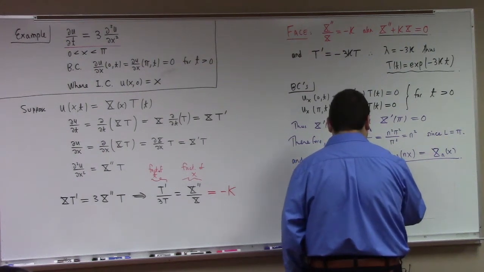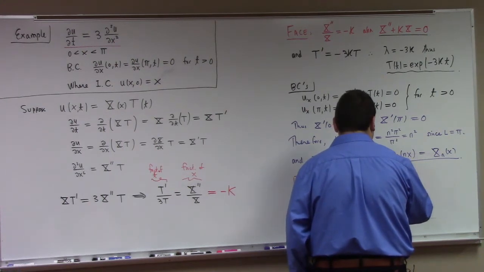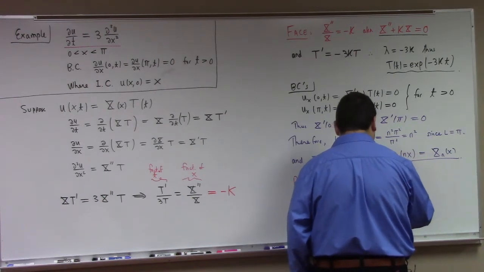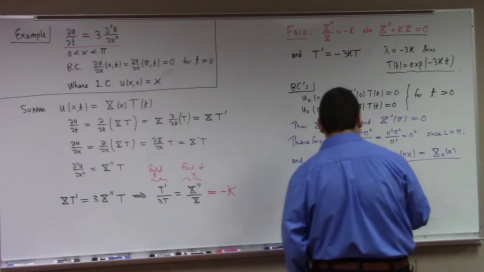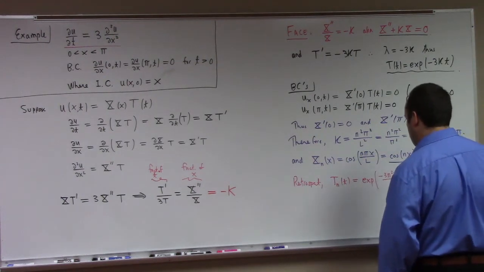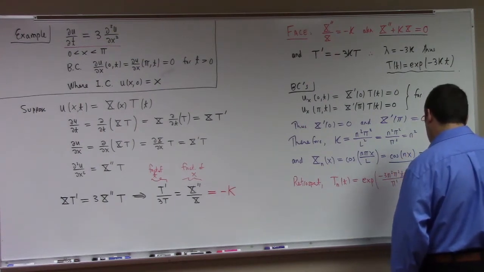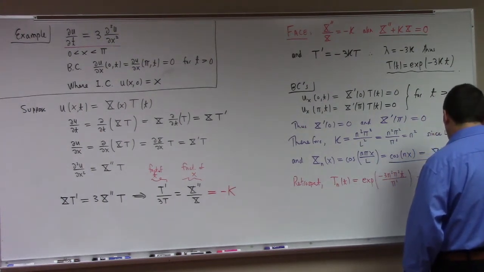of minus 3 n squared pi squared t over pi squared, which we probably could, n squared pi squared over pi squared, which I could write more civilized as exponential of minus 3n squared t, yeah?